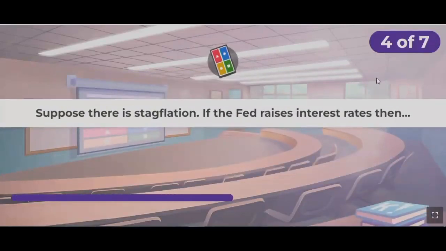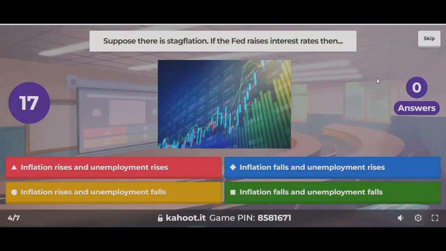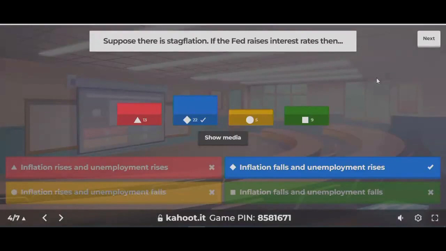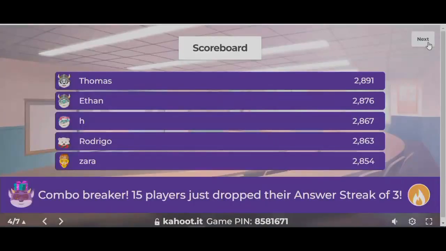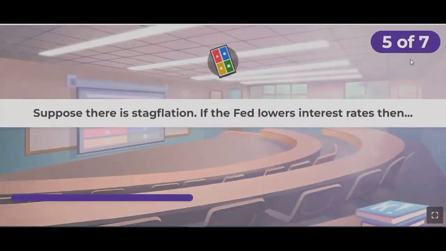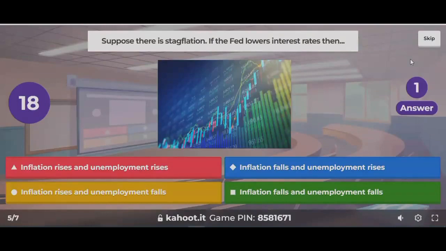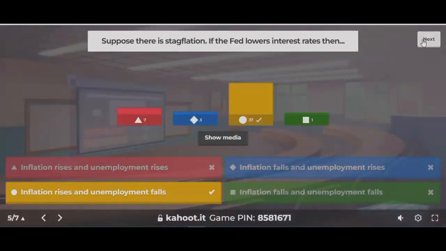Next, suppose there is stagflation. If the Fed raises interest rates, then what happens to inflation and unemployment? Of course, if the Fed raises rates, they are increasing unemployment and fighting the inflation. Suppose there's stagflation. What happens to inflation and unemployment if the Fed lowers interest rates? The opposites. Inflation rises and the unemployment falls.